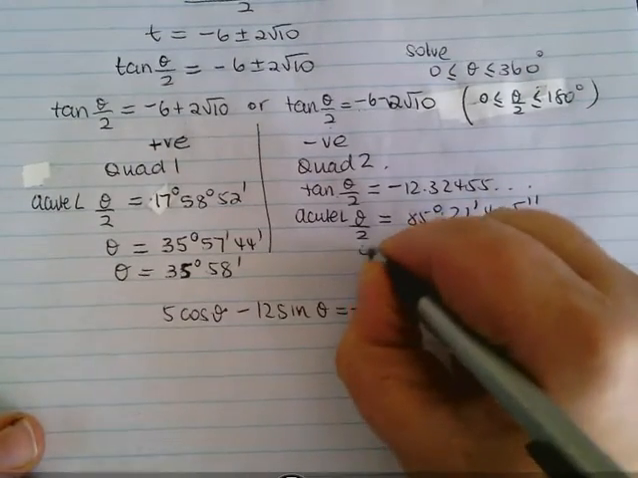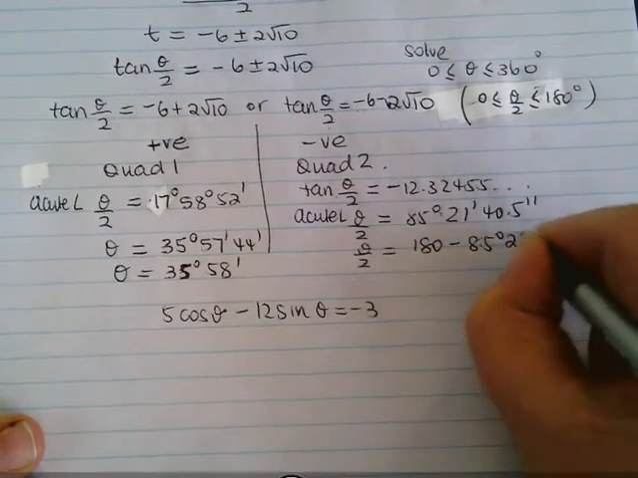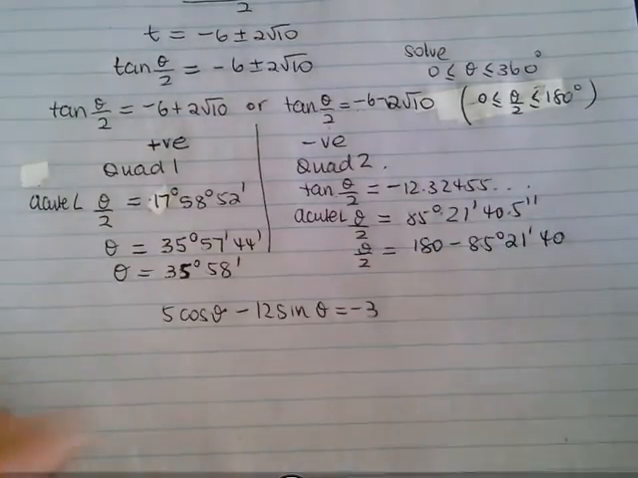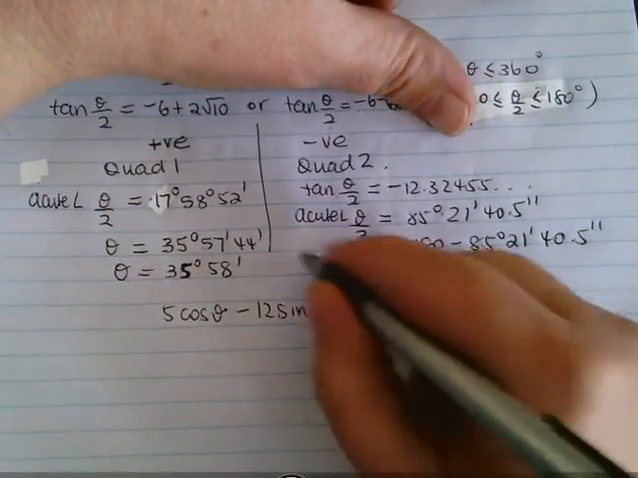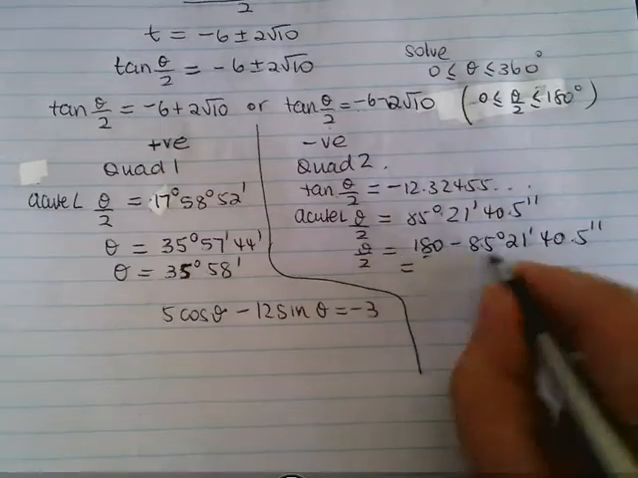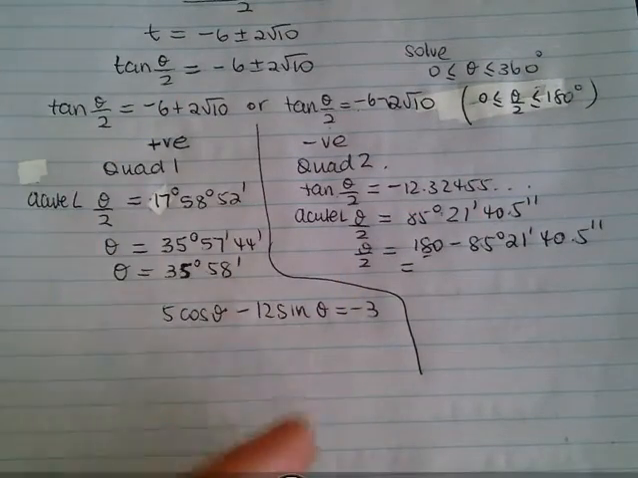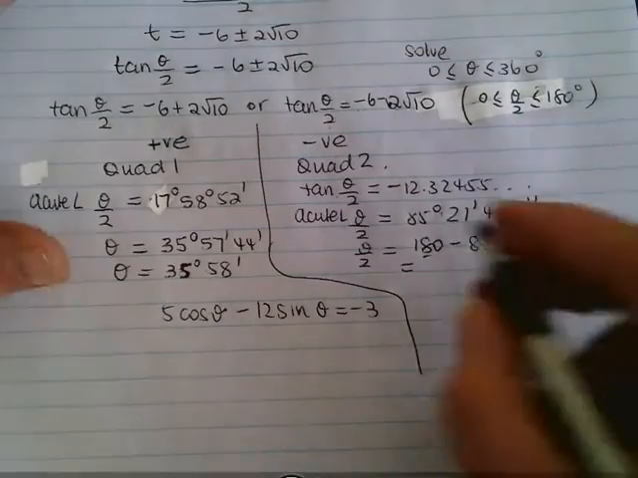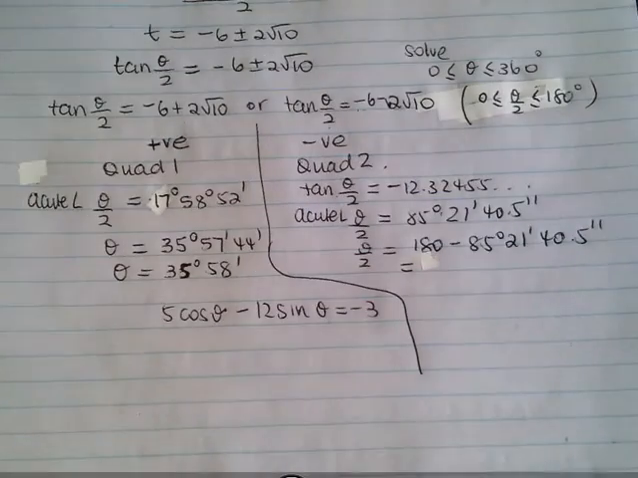Remember, it's quadrant 2, so theta on 2 is 180 minus 85 degrees, 21 minutes, 40.5 seconds. Just keep it all there. I need you to keep it there because I've got to multiply that number by 2 in a minute. Okay, and what do you get? Remember, acute angle that, and then we do 180 minus that to get my quadrant 2 answer. Don't double it yet and then add the 180. That's what I'm trying to say. So what have you got for that?